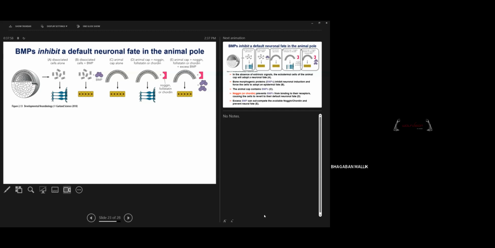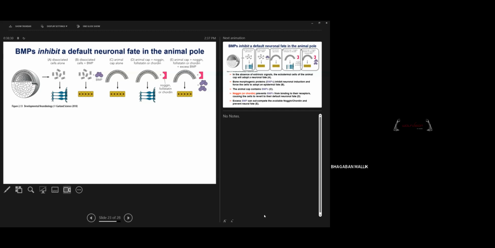The BMP is binding to this receptor, so noggin or chordin cannot bind, and that's why you do not have the formation of the nervous tissue. You have formation of epidermis. Or if you culture the intact animal cap, without dissociating, it forms epidermis. Or if you culture the intact animal cap with this protein, either noggin, follistatin, or chordin, it forms the nervous tissue.